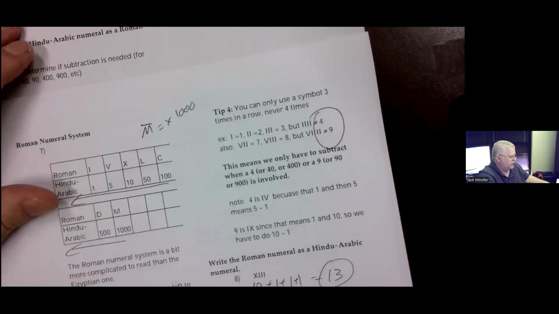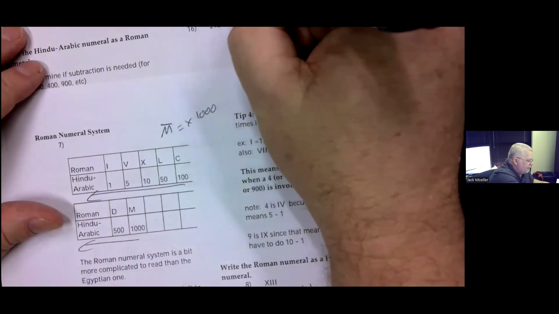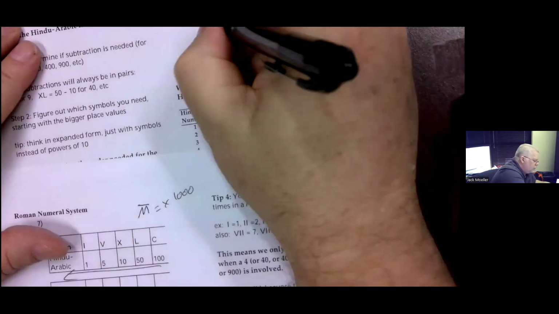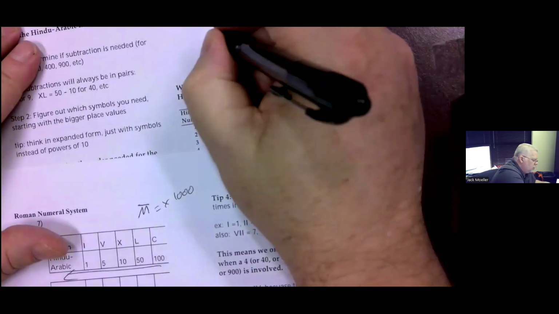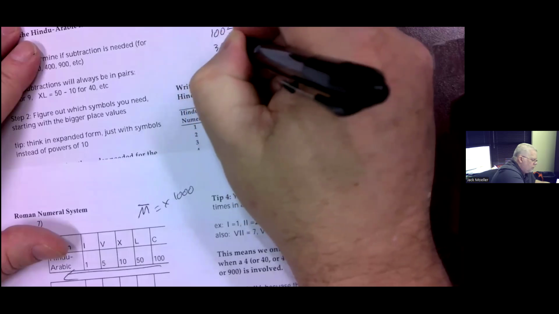All right, let's do one more. So 2,139. There is a 9 involved, so that means subtract. How do we get 2,000? Well, for 2,000, we need two thousands, we need a 100, we need a 30, and we need a 9.